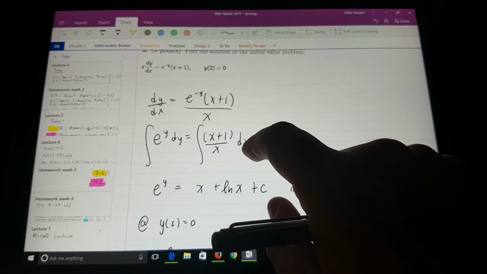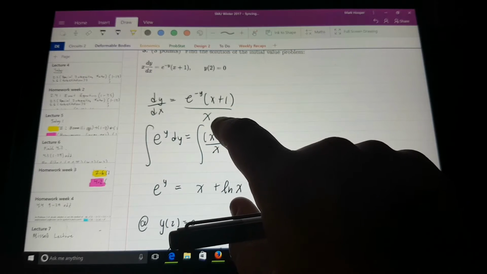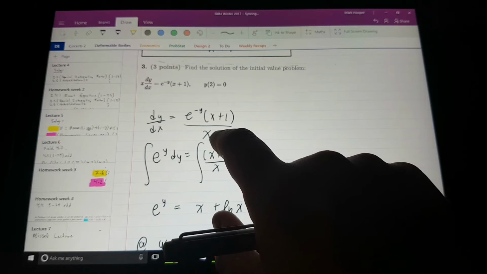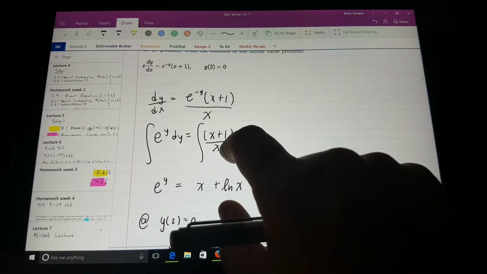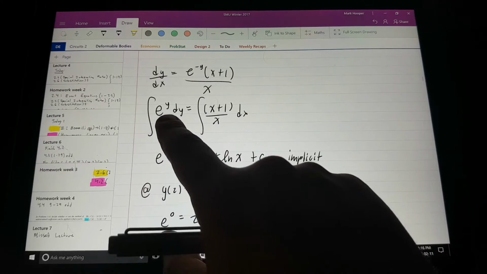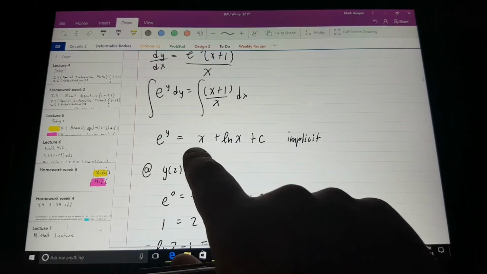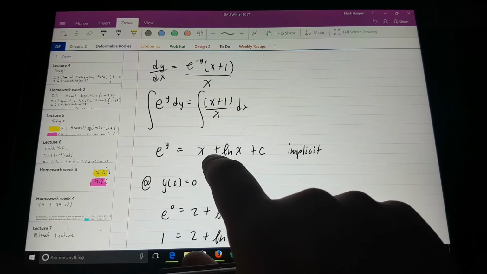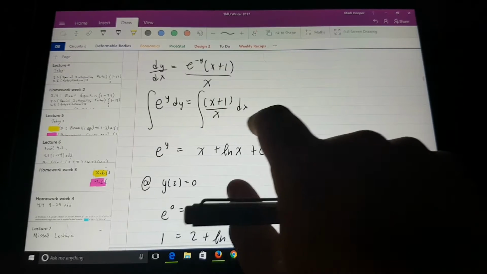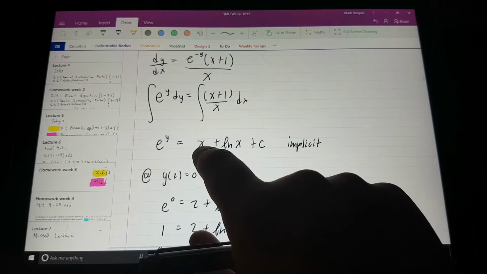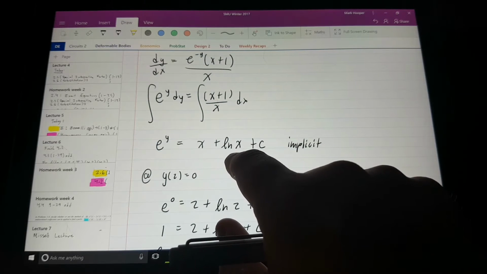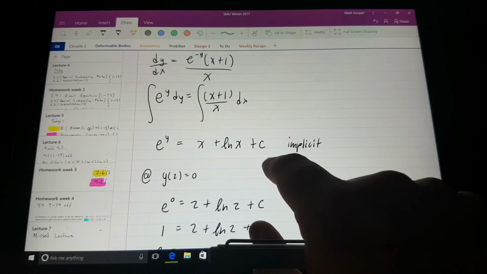This one is separable by the looks of it, right? Because, well, we can separate it. So there we go. So there's e to the y. So that's the easiest integral in the world to do. And then we can separate this out, so that's going to be 1 plus 1 over x, so that's also very easy. So we just integrate 1, that gives us x, and we integrate 1 over x, and that gives us ln x plus c.